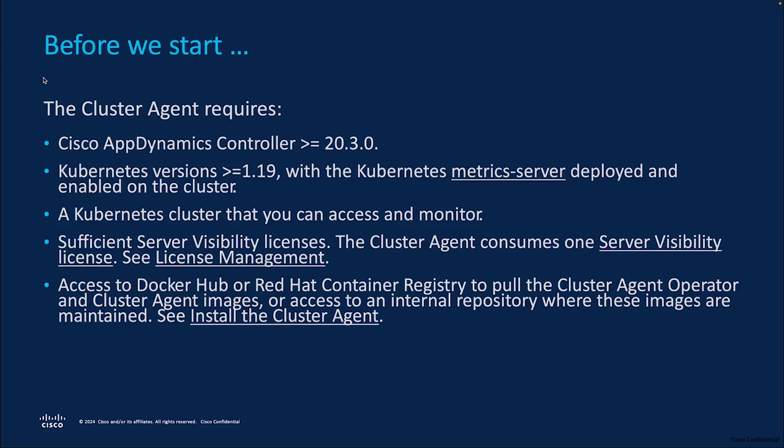The cluster agent consumes one server visibility license, and if you use InfraViz for each worker node you have, it'll also consume a license. You need access to get the images from Docker Hub or Red Hat Container Registry, or if you want to manage them locally.